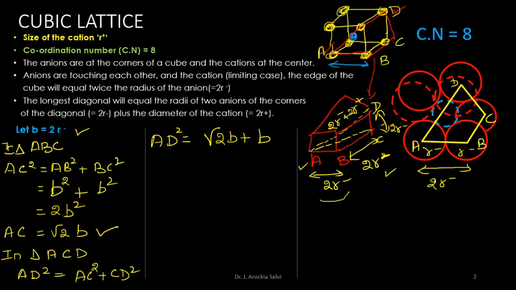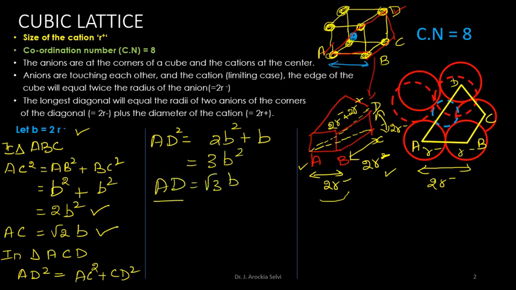So here AC is this one, but what about AC square? AC square is 2b square, so here you just substitute 2b square. So 2b square, that will be 3b square. Then AD is equal to root 3b.